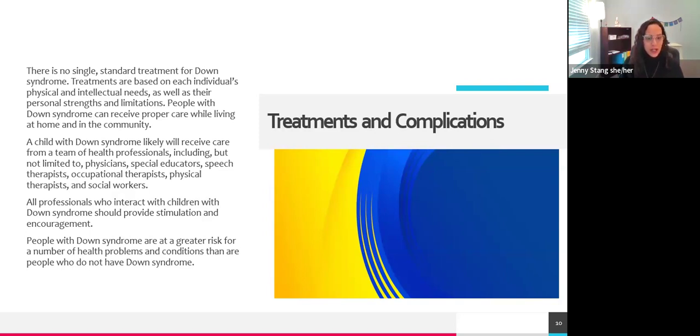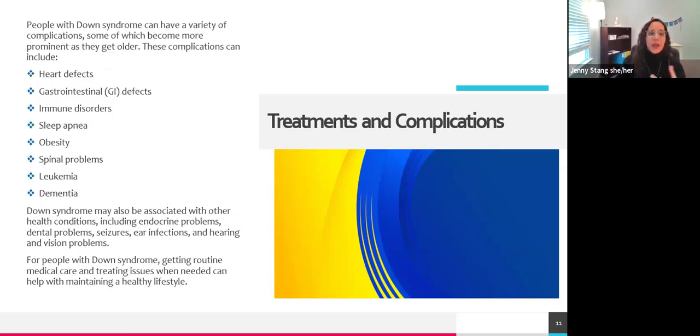People with Down syndrome are at a greater risk for a number of health problems and conditions than people who do not have Down syndrome. So again, the treatments and complications aren't Down syndrome specific. It's some of these other complications that may arise because of the Down syndrome diagnosis. So what are those complications? Well, they can include heart defects, gastrointestinal defects, immune disorders, sleep apnea, obesity, spinal problems, leukemia, and dementia. So let's go into these a little bit more in detail.